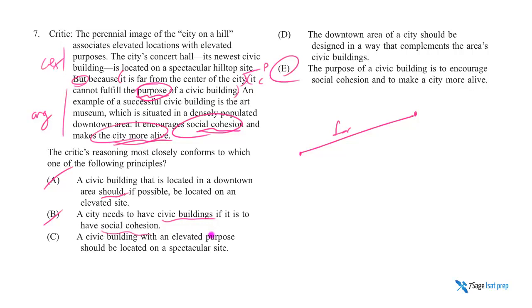A civic building with an elevated purpose should be located on a spectacular site. Okay. I mean, it almost seems incredibly irrelevant. I brush these off as if they're nothing. That's because you're focused on the argument. If you're focused on the argument, you realize that they're just borrowing words that we find in the stimulus, stringing them together in some way, but they don't really inform our argument at all. The downtown area of a city should be designed in a way that complements the civic building. Okay, fantastic.